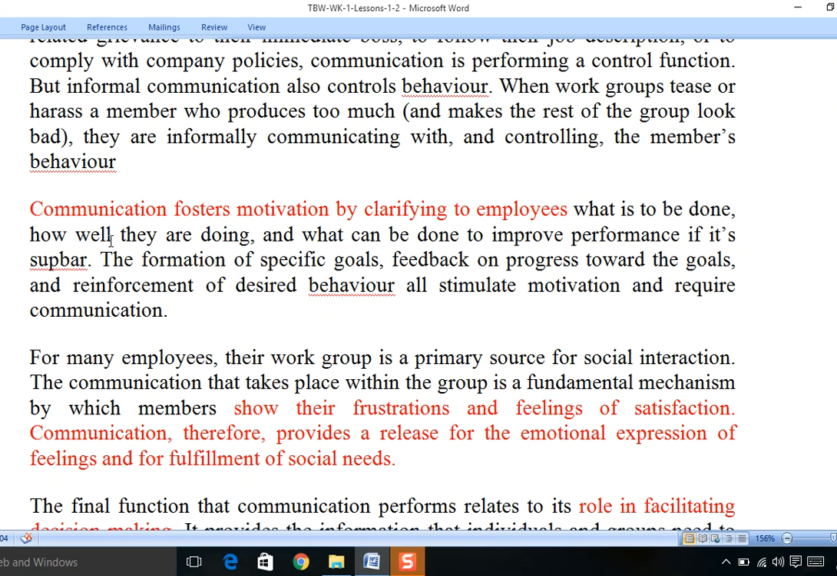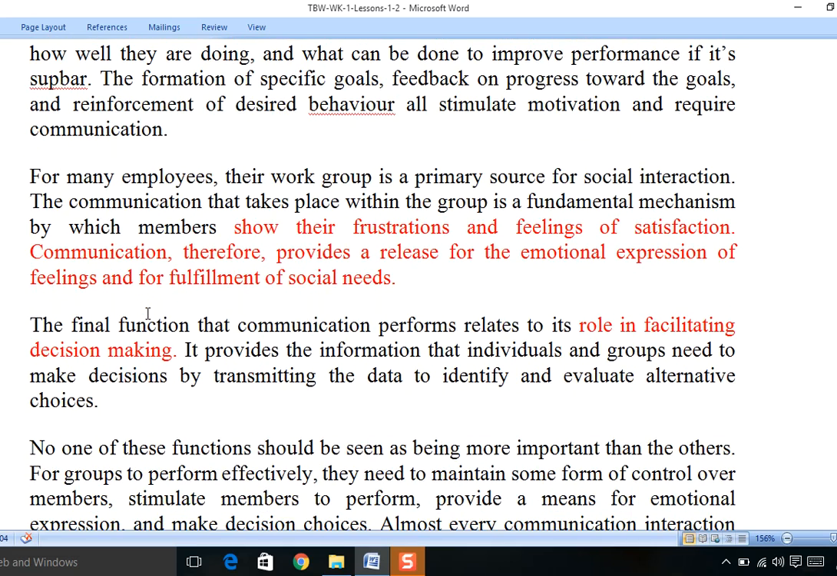What is to be done, how well they are doing, and what can be done to improve performance if it is superb. The information of specific goals, feedback on progress towards the goals, and reinforcement of the desired behavior all stimulate motivation and require communication. For example, the university has set this goal that students would be properly guided, they should be given assignments and quizzes. This is the policy, it has been implemented, and through constant communication it is being practically analyzed.